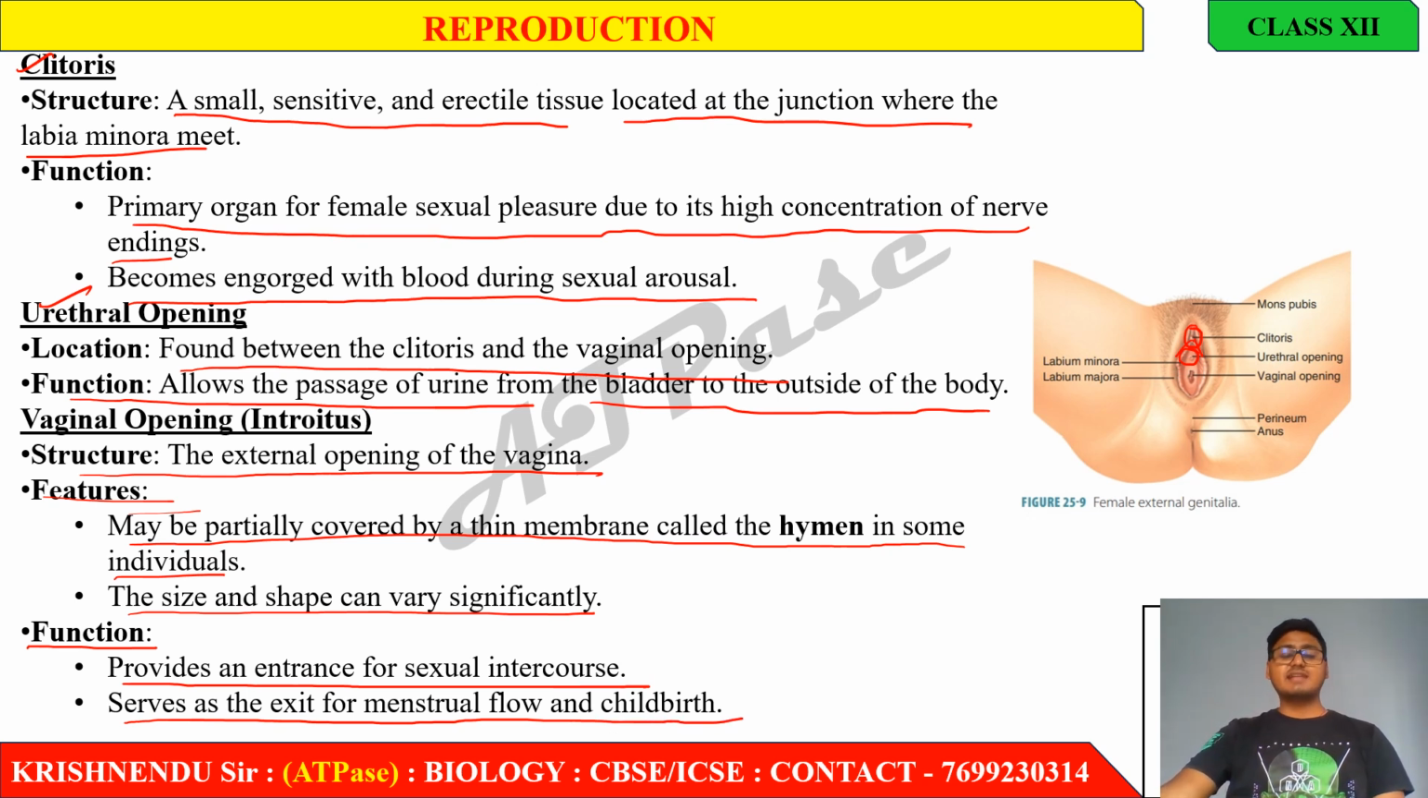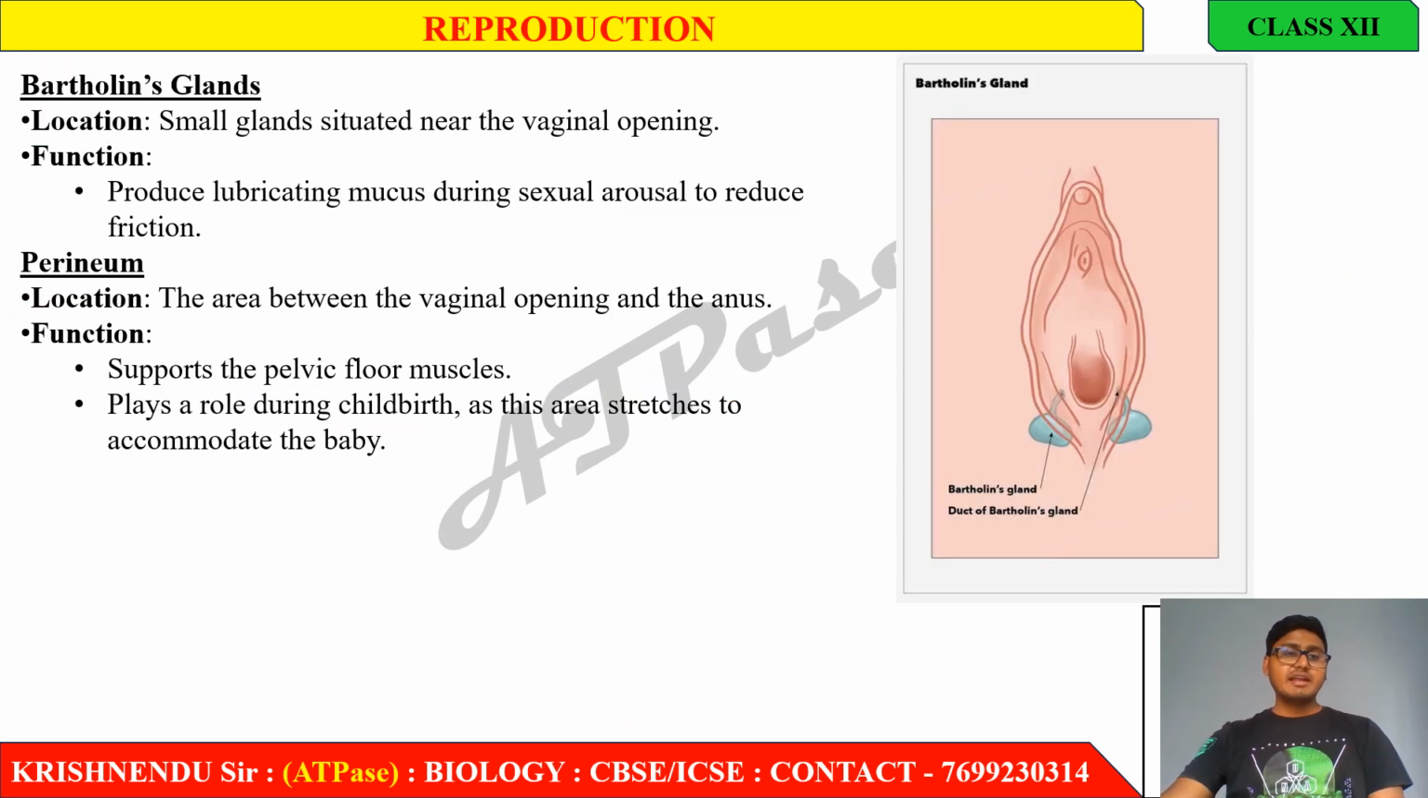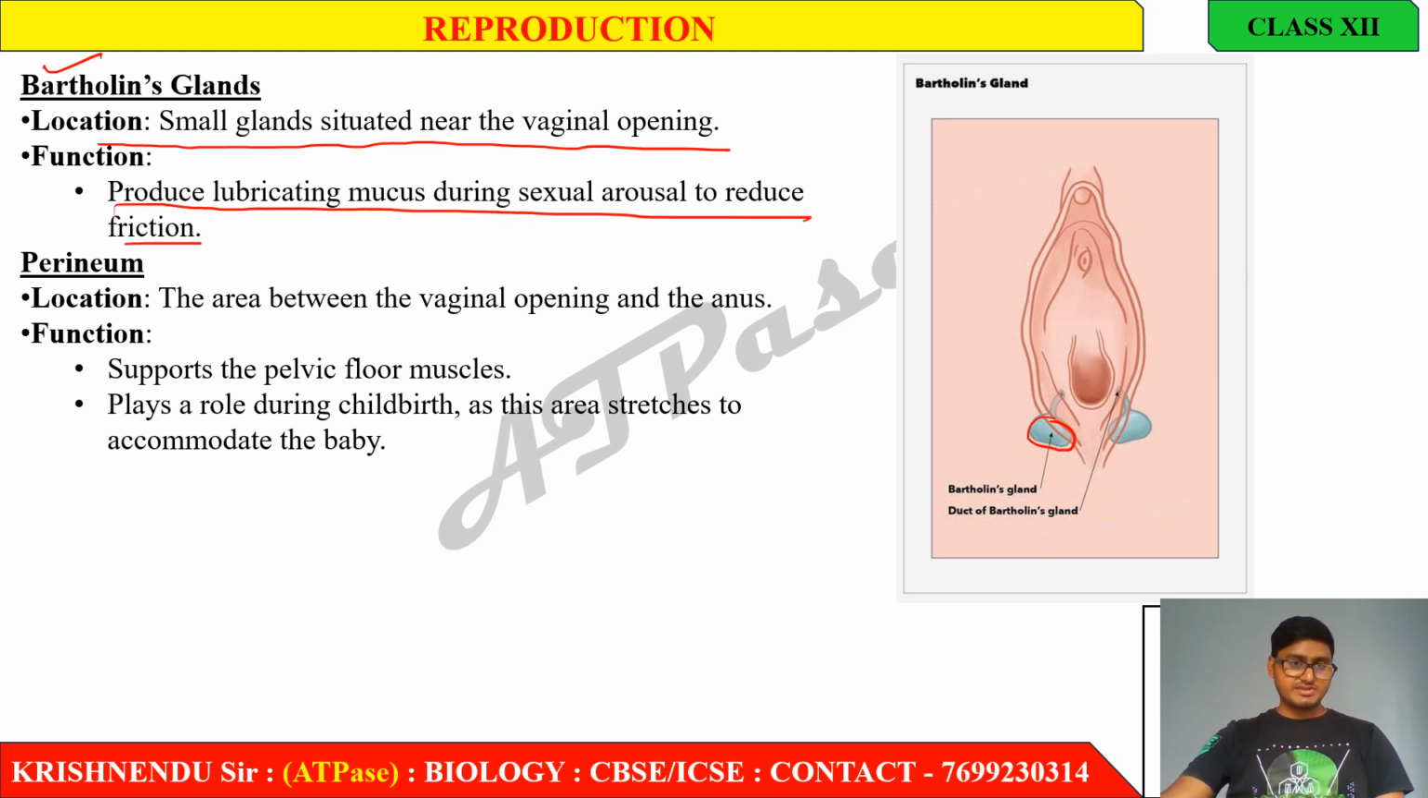Okay, I hope this slide is very clear to you. Let's move to the next slide. Next, Bartholin glands. What are Bartholin glands? This is a small gland situated near the vaginal opening. Look here, this is where the Bartholin gland is present. This is inside the body. Function: it produces lubricating mucus during sexual arousal and reduces friction.